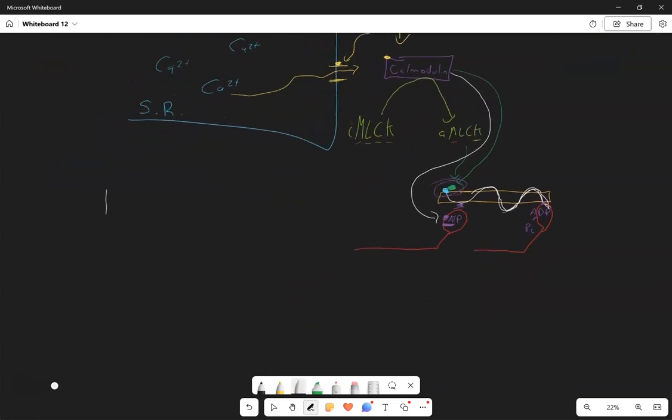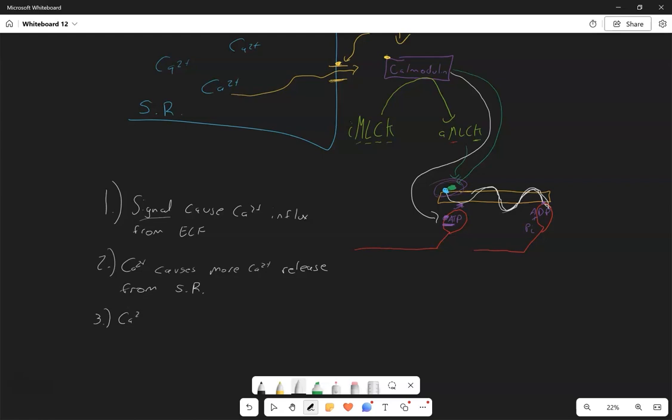Step one is that there is a signal that causes calcium influx from the extracellular environment. So we'll put ECF here. And I just put signal because we don't really know what its signal is. It can be different in different scenarios. The calcium then causes more calcium release from the sarcoplasmic reticulum.